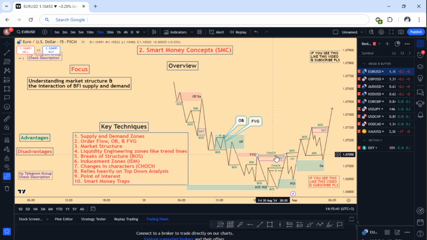So some people call this just liquidation, and then the next one would be internal change of character. So this is what seals the deal that this market is about to pull upward. So it depends. If you watch different videos, you are going to learn that.